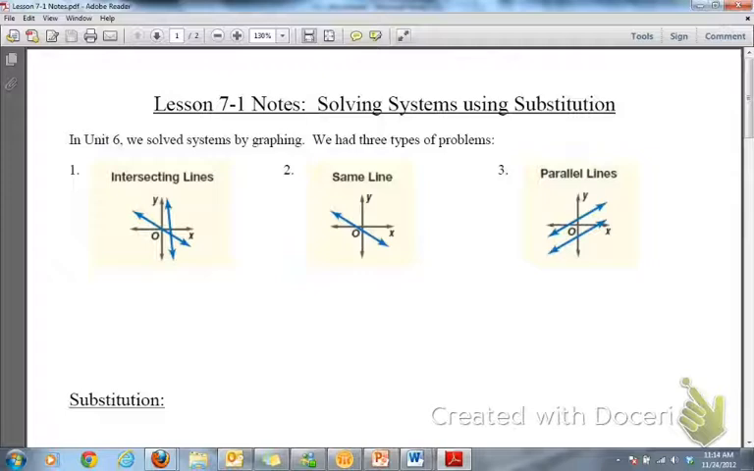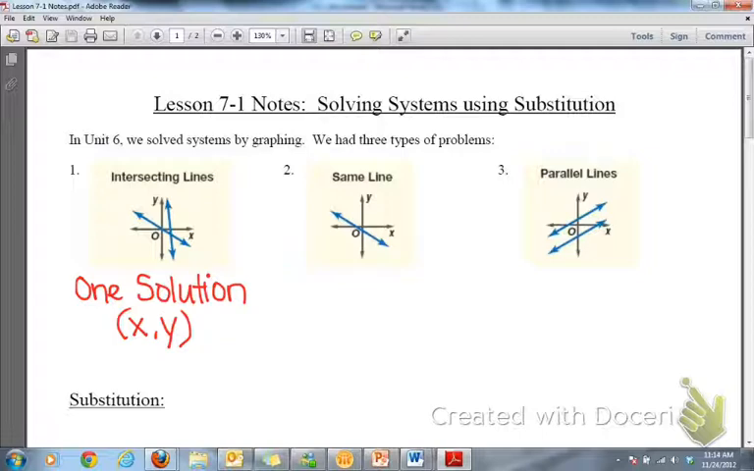The most common type of problem we had is that when we graphed the lines, they intersected. When this happens, we say that we have one solution. And remember, we name that solution with its ordered pair, x, y. So wherever those two lines intersect or cross, we had to figure out what that point was.